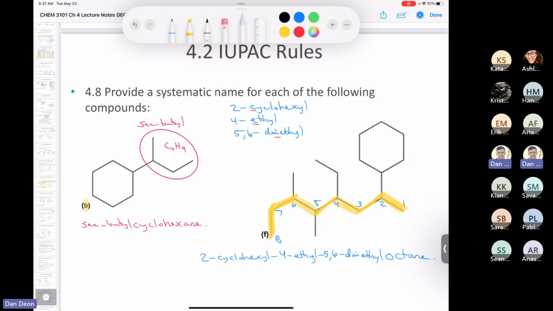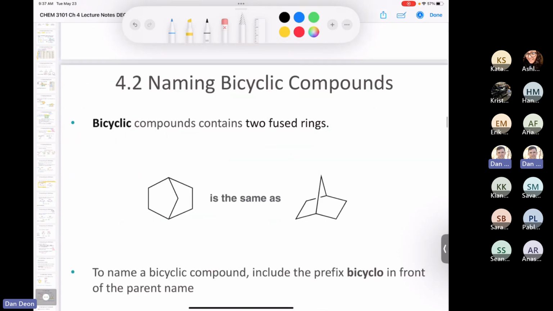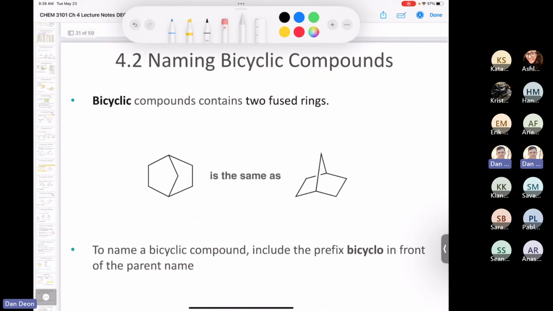So even if you take a compound that looks really complex, like this one here, it's not that bad once you break it down into its little pieces like that. Okay, well, let's move on from there. And let's talk about naming bicyclic compounds. So a bicyclic compound is a compound where you have 2 rings that are stuck together. And when we're naming a bicyclic compound, we put the word bicyclo in front of the parent.